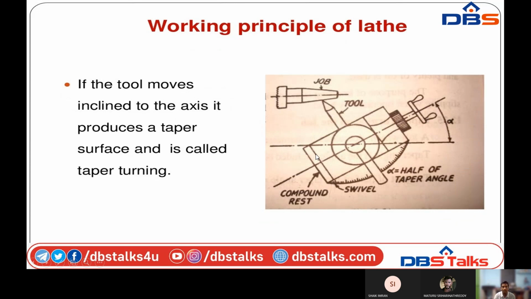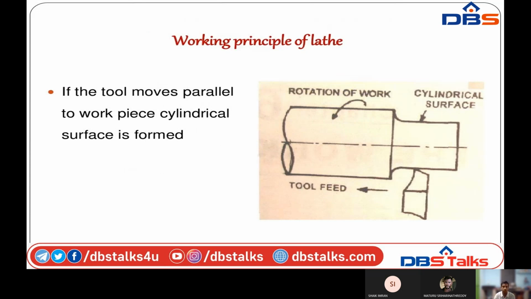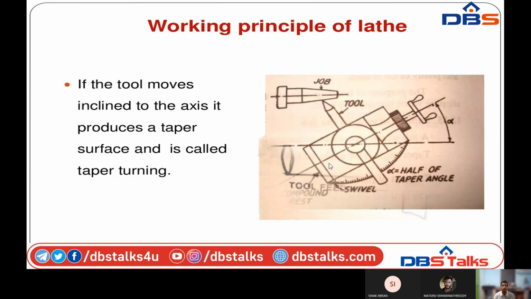Next, in the previous slide, we set the tool at a parallel position. When the tool is set at a parallel position, cylindrical surfaces are produced, but when the tool is fixed at an angle of inclination, the tool moves inclined to the axis and it produces taper surfaces. It is also known as taper turning. We will discuss taper turning in detail in the next slide.